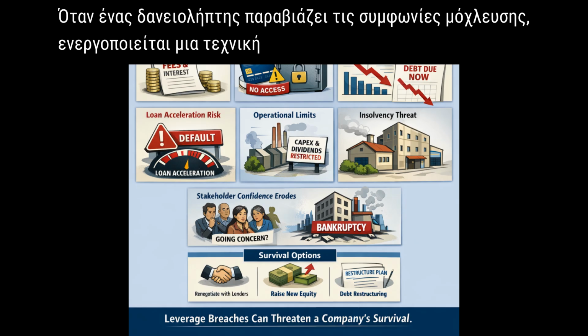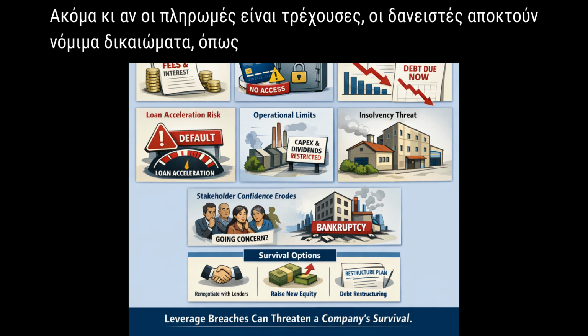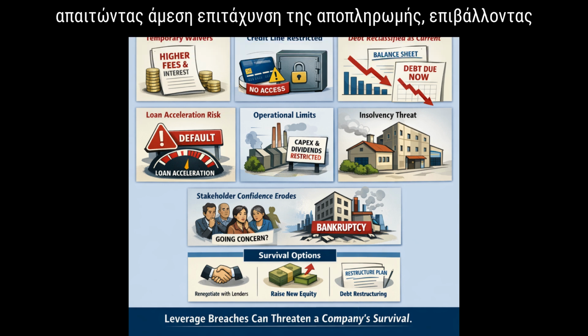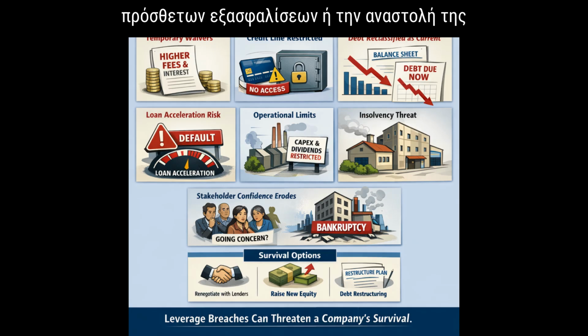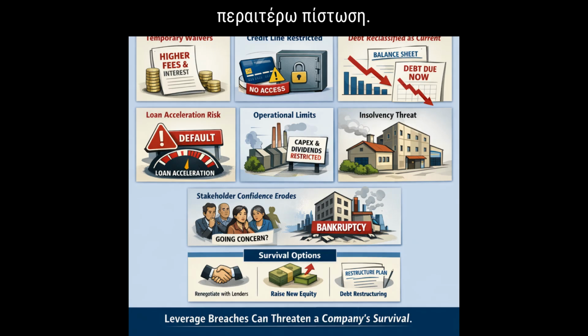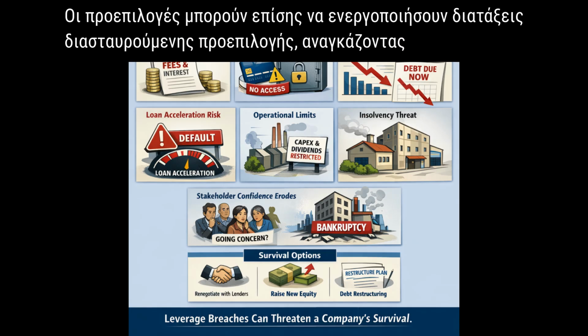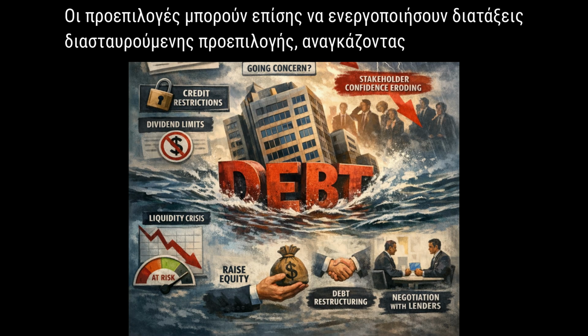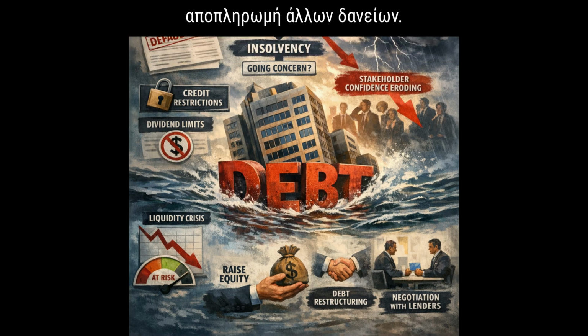When a borrower breaches leverage covenants, it triggers a technical default, even if payments are current. Lenders gain legal rights, including demanding immediate repayment acceleration, imposing penalty interest rates, requiring additional collateral, or suspending further credit. Defaults can also activate cross-default provisions, forcing repayment of other loans.